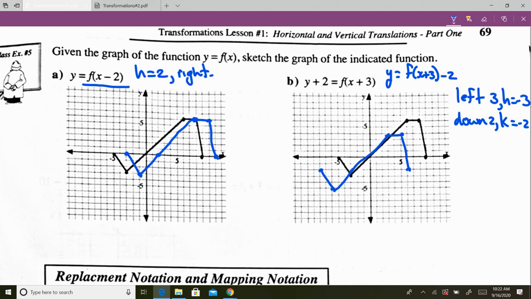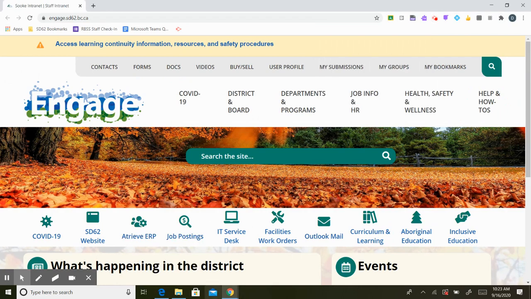Okay, we're just taking what we learned in the last chapter and just expanding it a tiny little bit. I'll give you 5 minutes to do questions 6 and 7, which is just moving graphs around, and then we will move on to the next lesson.